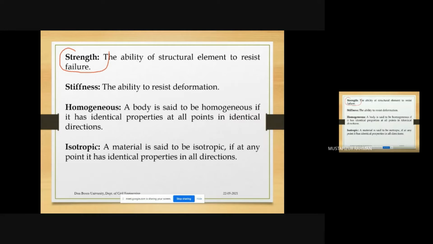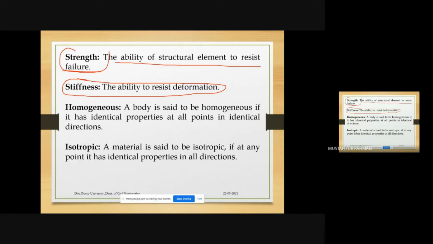ability of this structural element to resist failure. So that is strength. Now, what is stiffness? It is the ability to resist deformation. So there may be some material which is deforming, which has high deformation. It is elongated or compressed when a load or force is applied on the material, but it may not fail.